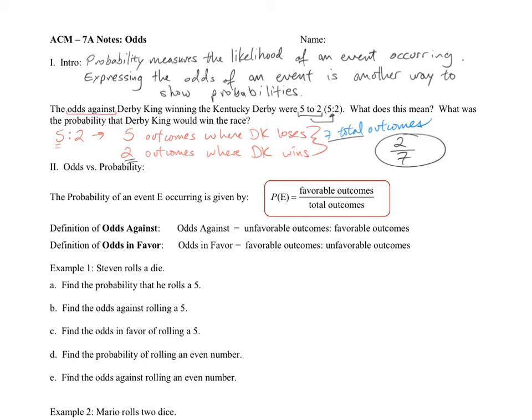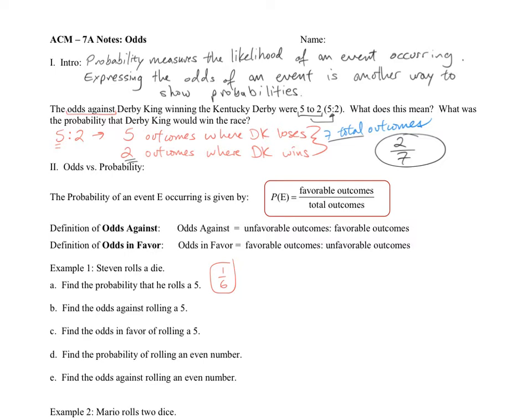Stephen rolls a die. Find the probability he rolls a 5. Well, that's not too bad. Rolling a 5, there's only one 5. There are 6 sides to every die. There we go. So now the second one is a little bit different. It's asking you to find the odds against rolling a 5. Well, that's a little misleading.